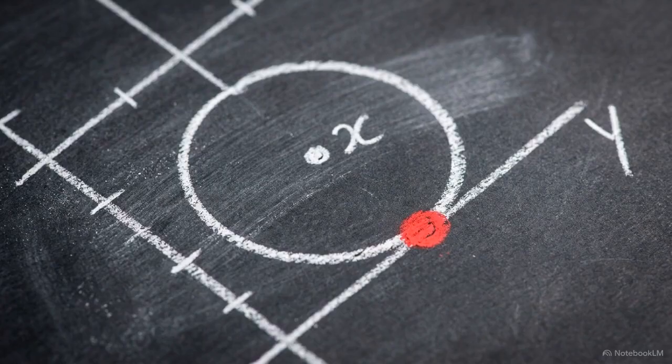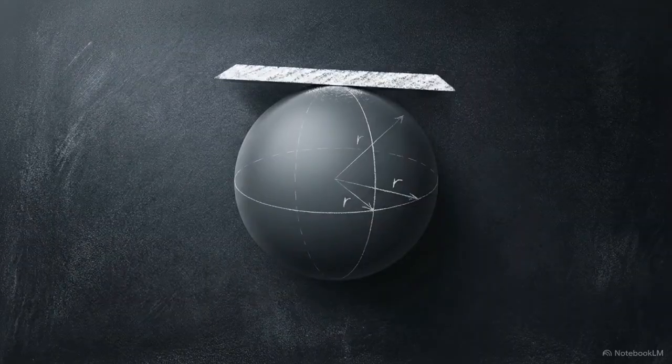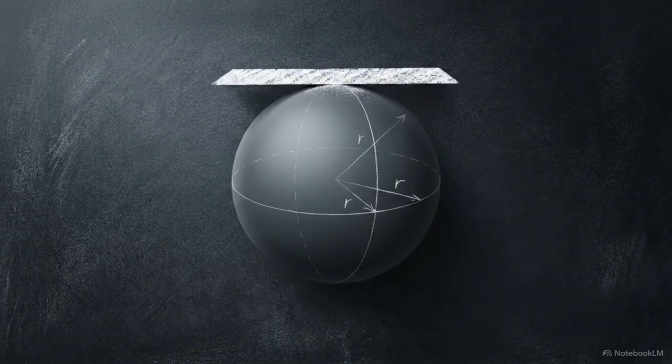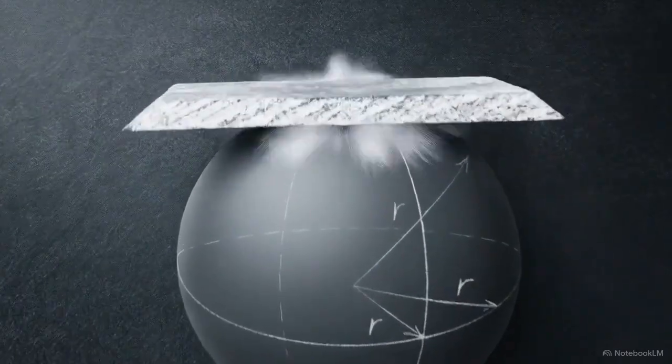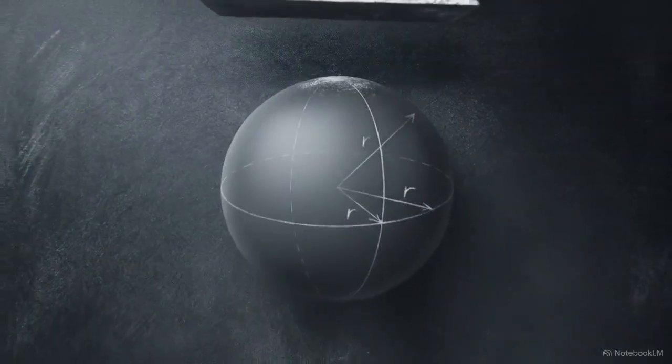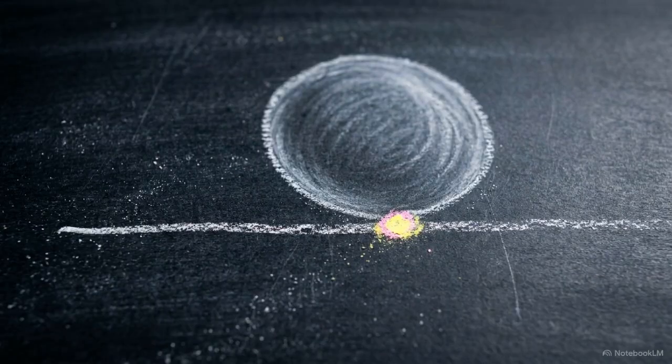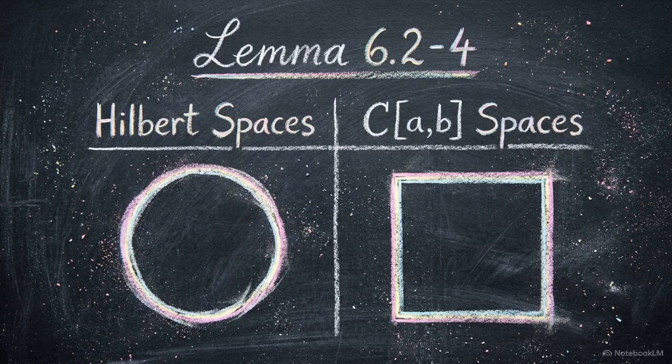This yields theorem 6.2-3. In a strictly convex normed space, there is at most one best approximation to x out of a given subspace. Strictly convex spaces physically cannot support the flat line segment of solutions we mapped out in the previous lemma. The distance sphere is rigidly curved, meaning it can only touch a subspace at one point. We can test which major spaces actually possess strict convexity using lemma 6.2-4.